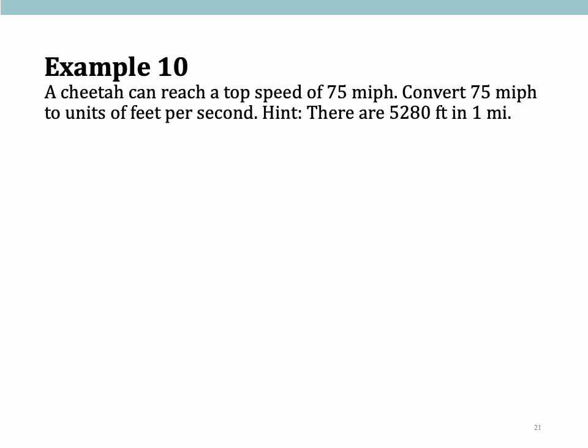Let's try one more question. A cheetah can reach a top speed of 75 miles per hour. Convert 75 miles per hour to feet per second. The conversion factor is given to you between feet and miles. So this time it's not just one unit. It's not convert miles to feet. It is a combined unit. It's a derived unit. Miles per hour.